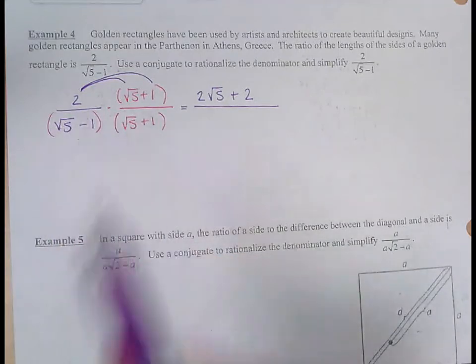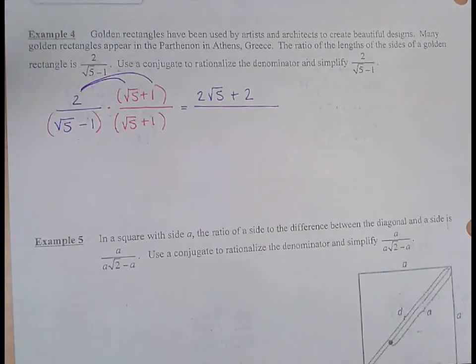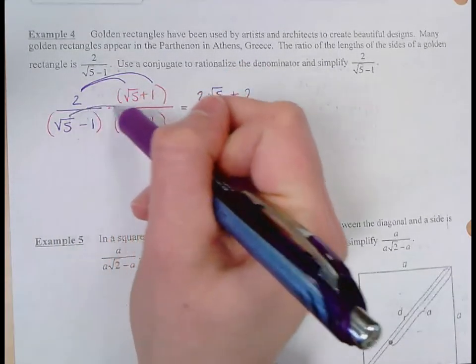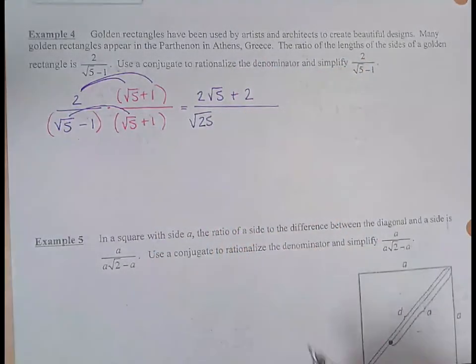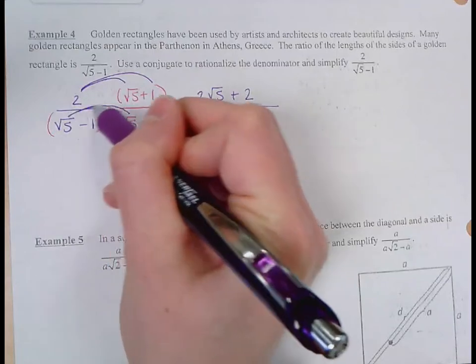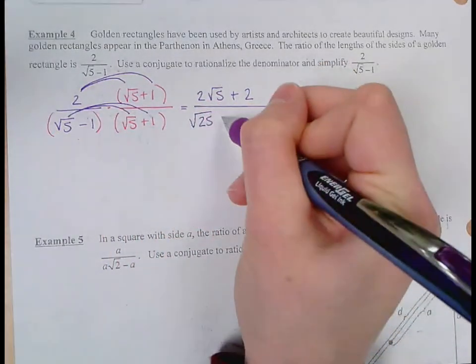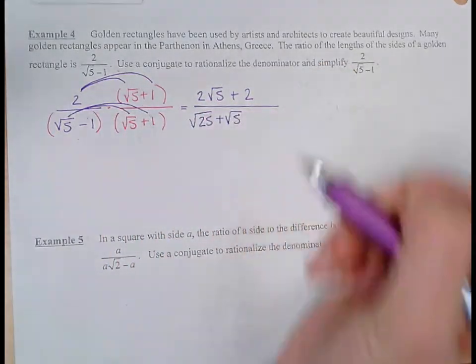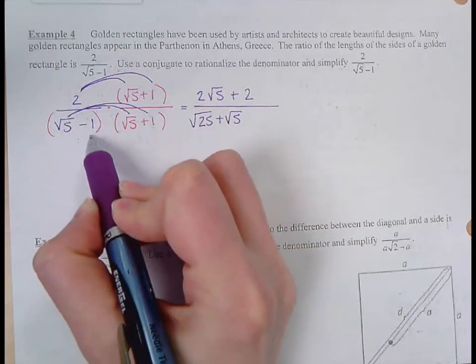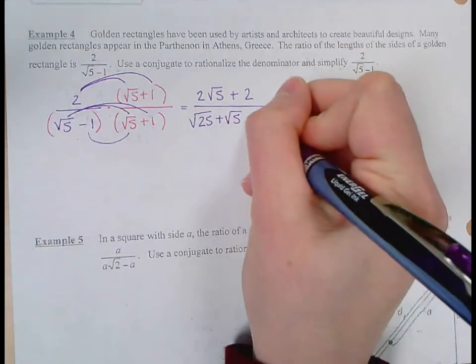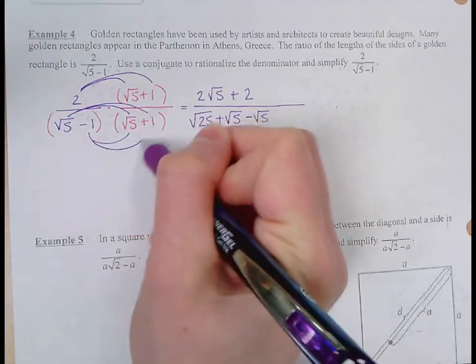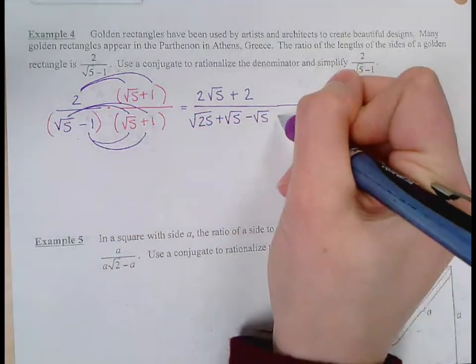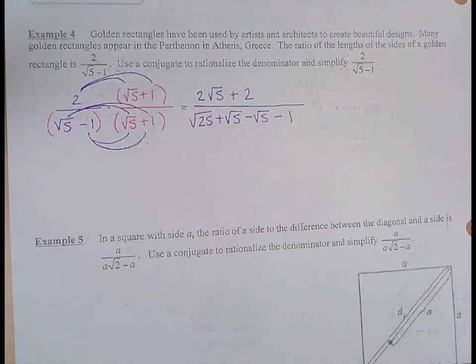And then when I multiply the denominator, I use FOIL. So I have the square root of 5 times the square root of 5. That's the square root of 25. And then for the outer term, square root of 5 times 1 would be plus the square root of 5. Inside terms, negative 1 times the square root of 5 is minus the square root of 5. And then a negative 1 times a positive 1 becomes minus 1.